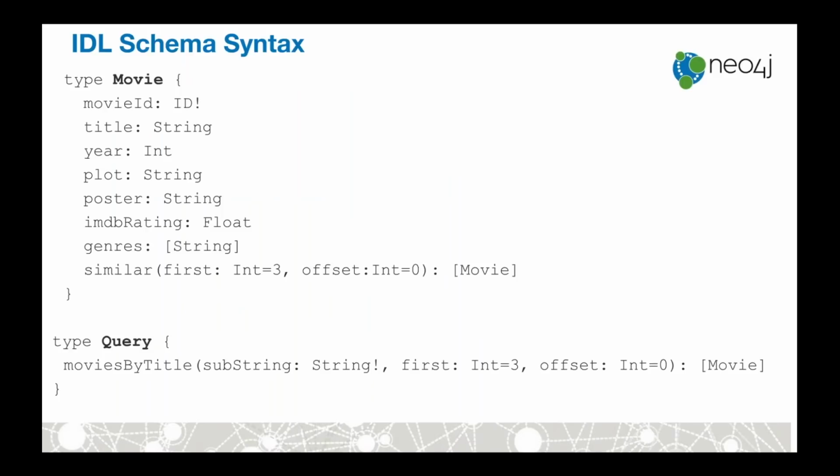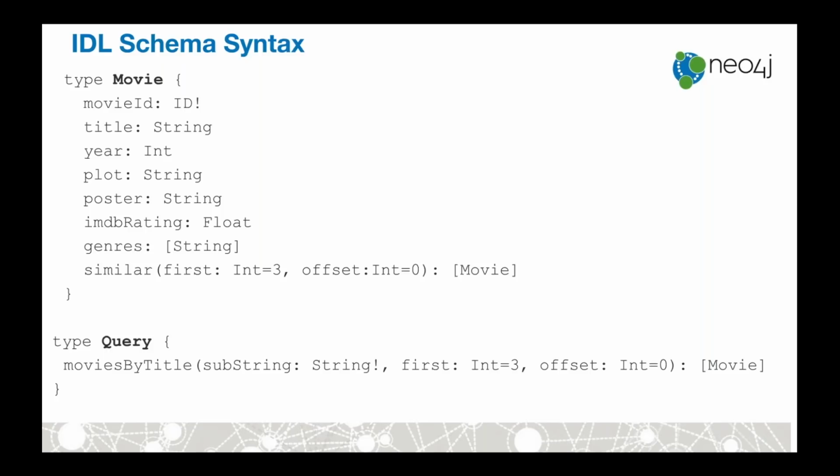Okay, so we said everything starts with the schema. How do we define a GraphQL schema? Well, we use this schema definition language. This is a language agnostic way of defining a GraphQL schema. In our simple example here, you can see we have a type movie. We're defining the fields that are available on a movie, things like an ID, title, year, plot, and then the similar field that references other movie objects.